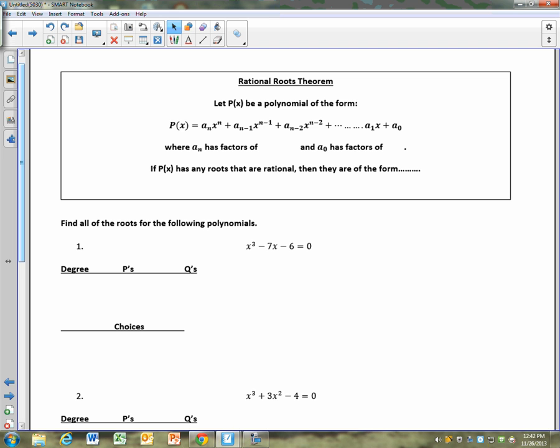Now, it looks kind of messy, but it's really not that bad. We'll simplify this real quick here. It says let p of x be a polynomial. So we're going to just talk about a polynomial of this form. What this means is a sub n is the front coefficient. And then you've got a sub n minus 1, another coefficient. A sub n minus 2 is another coefficient. And you can see the powers here: x to the n, x to the n minus 1, x to the n minus 2.